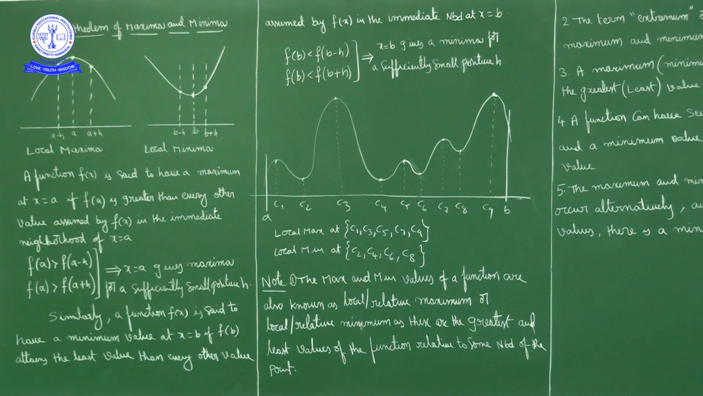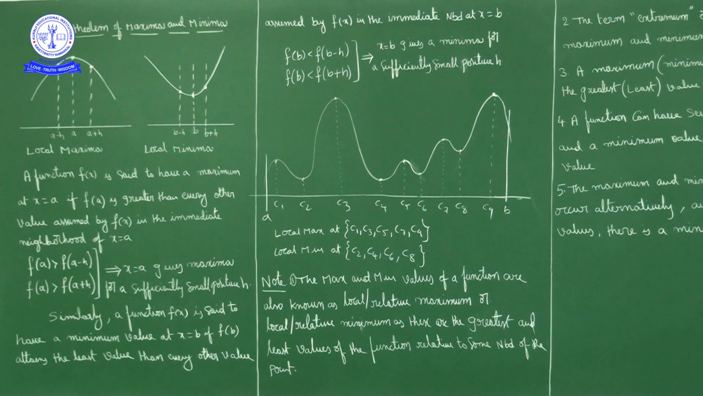Okay, now one rough graph. Suppose this is y equals f(x) graph. Between a to b, f(x) is a continuous curve. This is any rough graph, y equals f(x) between x equals a to x equals b.